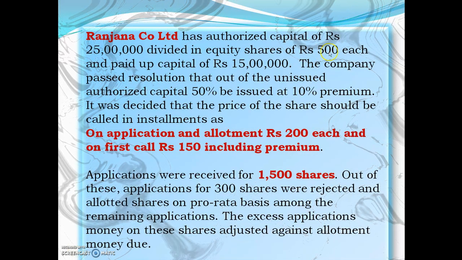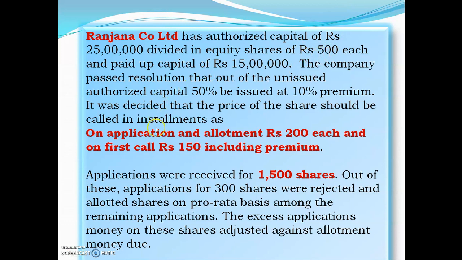See here, rupees 500 is the face value, and as given, on application and on allotment it is rupees 200 each, meaning on application 200 and on allotment 200, and on first call it is 100 and extra 50, that is the premium here. And students, the company passed a resolution, and out of the unissued capital, to find out the issued capital, first we have to find out how many shares are unissued. After that only we can find out the number of shares issued by the company.